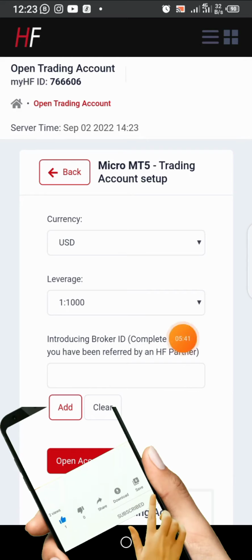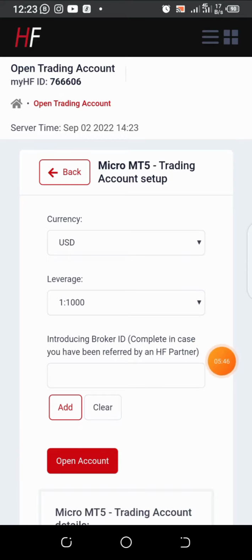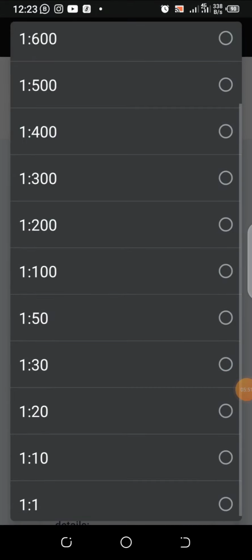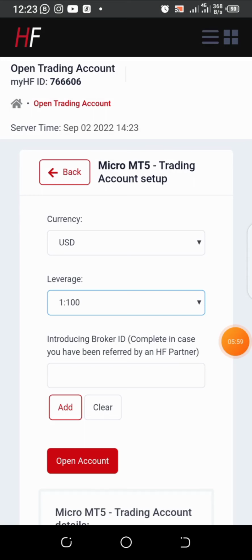You can see now, look at the currency here. I'm using USD as my currency, and the leverage here is 1 to 1,000. I can never use 1 to 1,000 on this kind of account. The leverage I use personally is 1 to 100. Some people use 1 to 500, but I use 1 to 100 because it helps me control my overtrading. I will not be able to overtrade when I use 1 to 100.